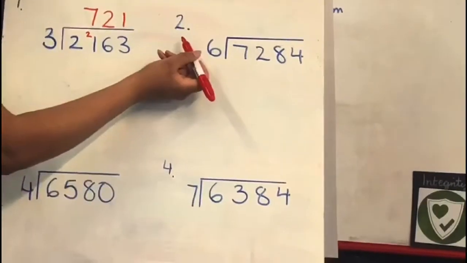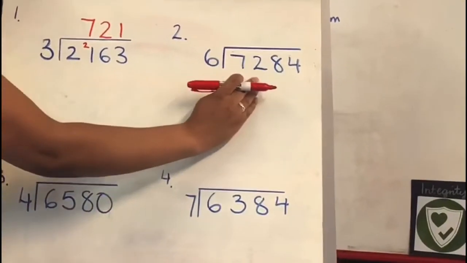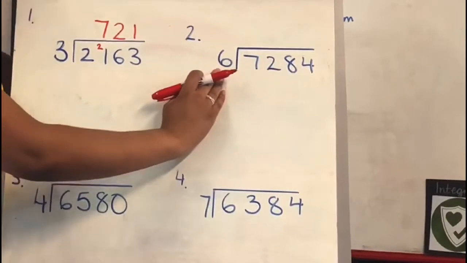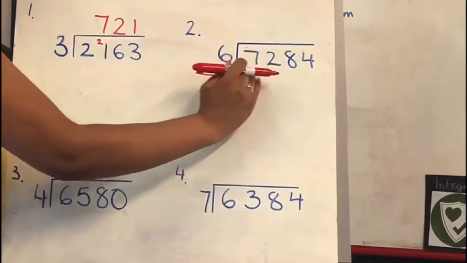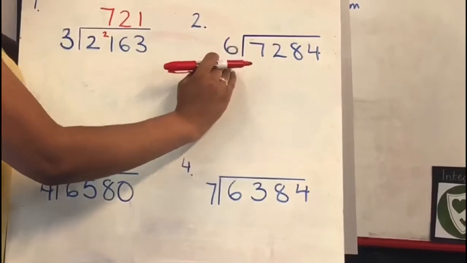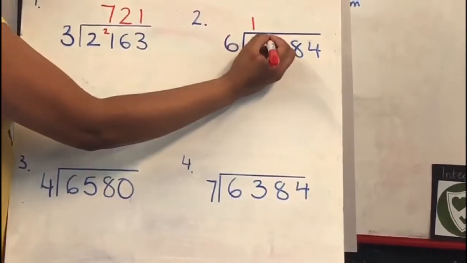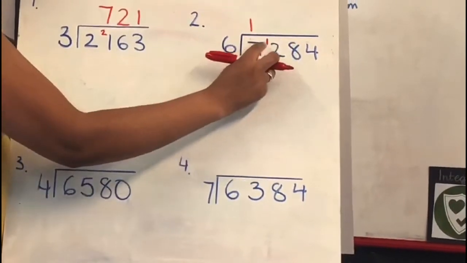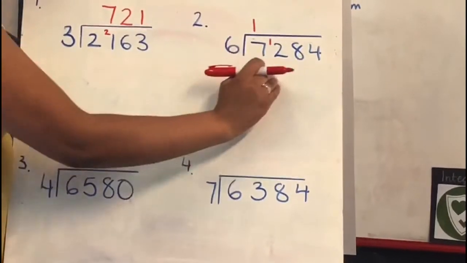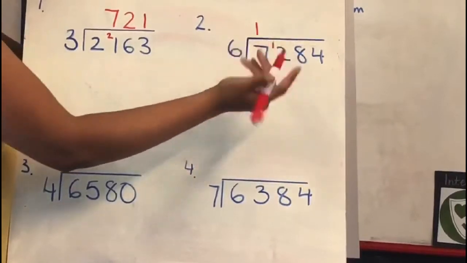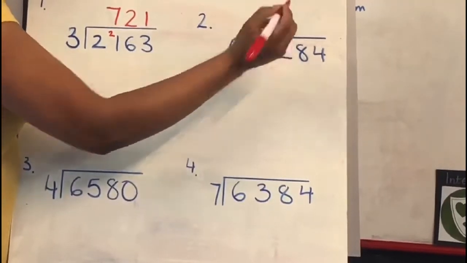Moving on to question 2. We have 7,284 divided by 6. Again, starting with the first number. How many 6's go into 7? I know that's 1. And we have 1 remainder. So I'm going to put the remainder here. And that 2 now becomes 12. How many 6's go into 12? I know 6 times 2 equals 12. So I'll put 2 up here.